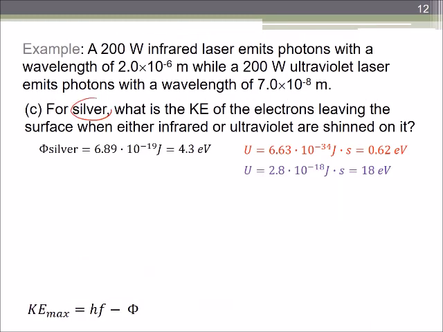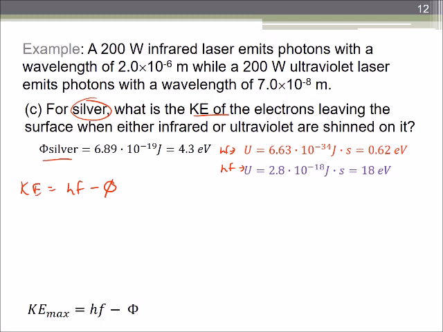Now we're going to look at silver. What happens to silver when we shine these lights on it? We know this is the work function for silver, and we want to figure out what the kinetic energy is of the electrons leaving. The kinetic energy is again hf minus phi, and we've figured out what hf was for each one of these.